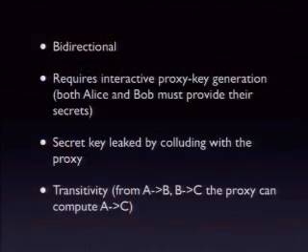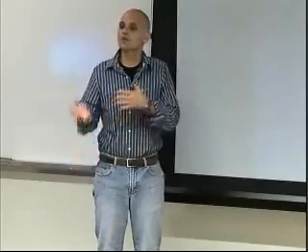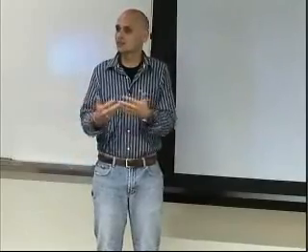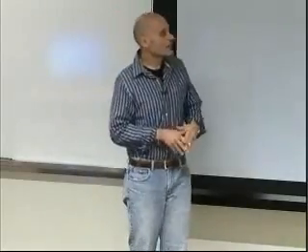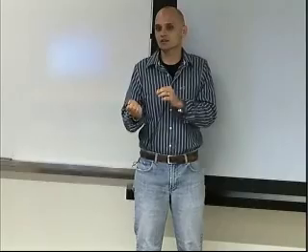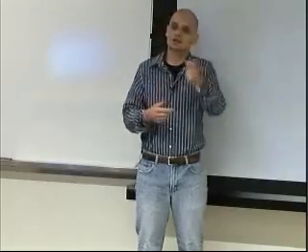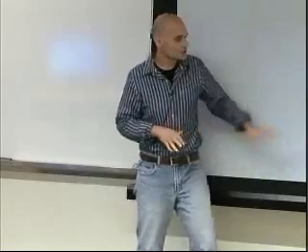Another problem is that the secret key requires interaction. So in order to generate B divided by A, I need both Bob and Alice to be online and participate. And if one of the two colludes with the proxy, the proxy can get the other's secret key, which is really kind of bad. And also transitivity.